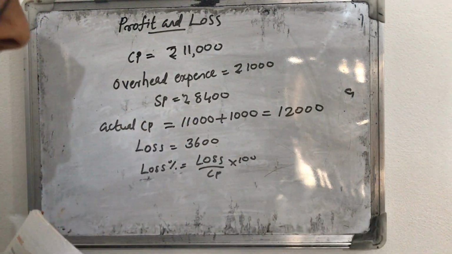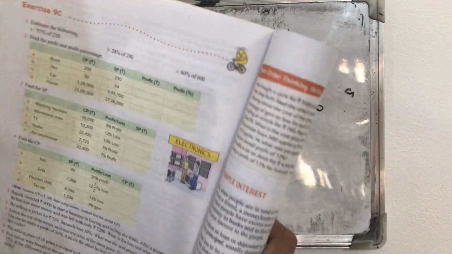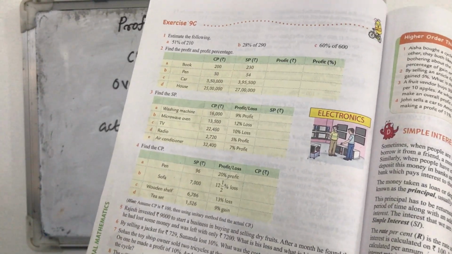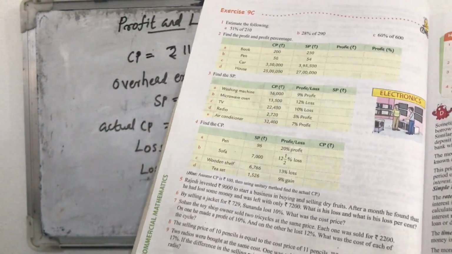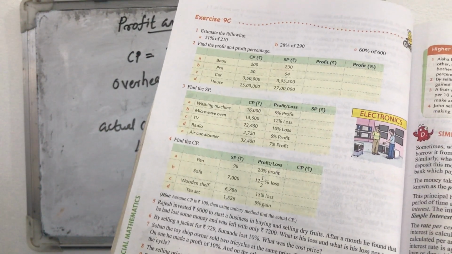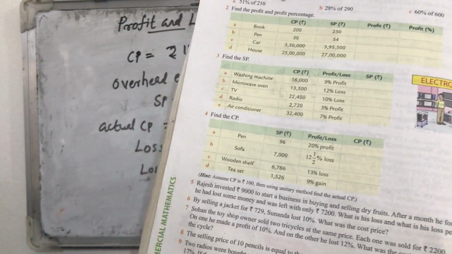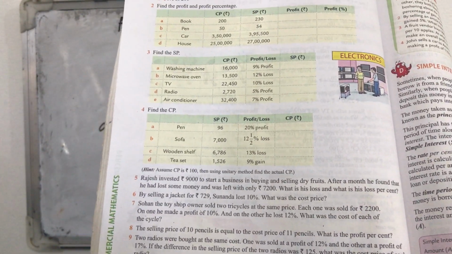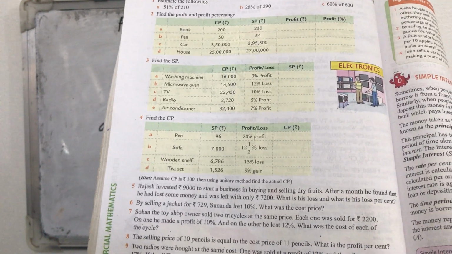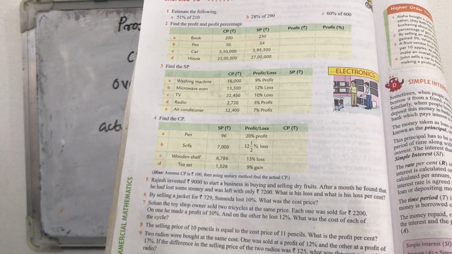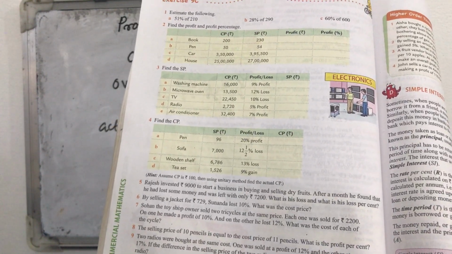I will just discuss all questions with the needed steps you want to answer, otherwise we will not get time. Listen to the 5th question. Rajesh invested 9,000 rupees to start a business in buying and selling dry fruits. After a month, he found that he had lost some money and was left with only 7,200 rupees. What is his loss and what is his loss percent? That we can directly apply.